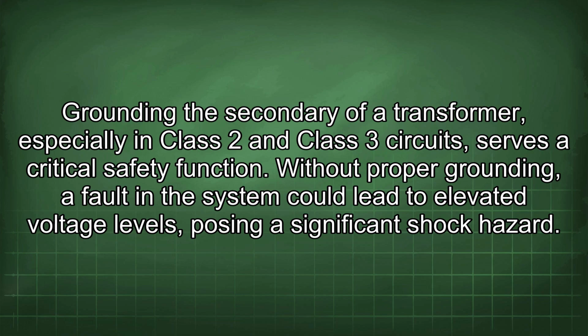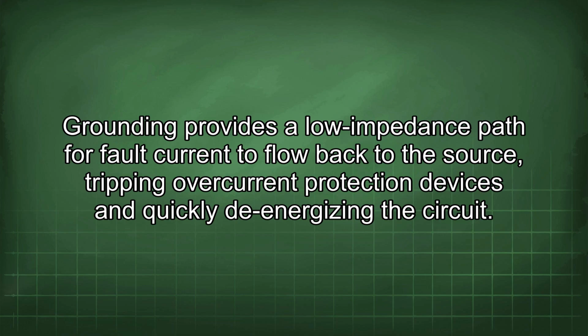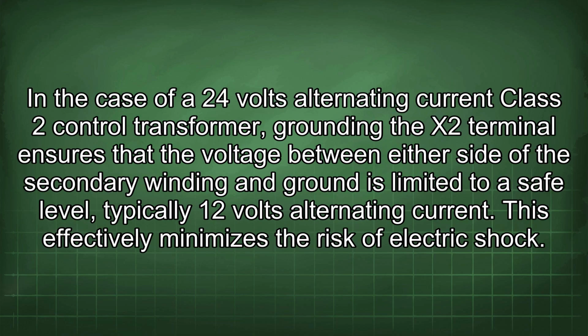Without proper grounding, a fault in the system could lead to elevated voltage levels, posing a significant shock hazard. Grounding provides a low impedance path for fault current to flow back to the source, tripping overcurrent protection devices and quickly de-energizing the circuit. In the case of a 24 volts alternating current Class 2 control transformer, grounding the X2 terminal ensures that the voltage between either side of the secondary winding and ground is limited to a safe level, typically 12 volts alternating current. This effectively minimizes the risk of electric shock.